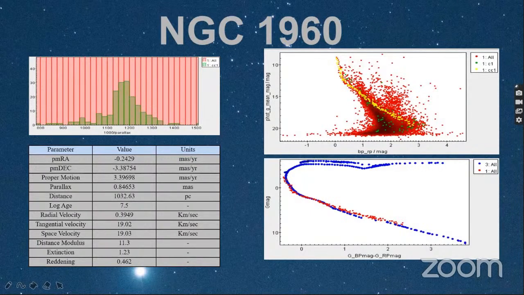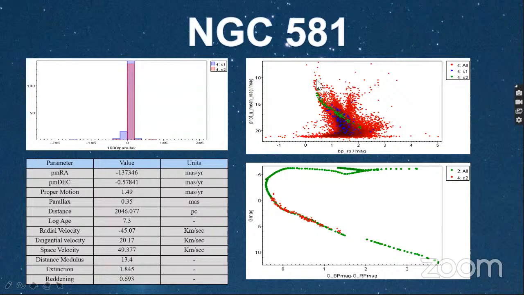Same thing I followed for NGC 581, and I've plotted a parallax cut, and I have created subsets and found the star cluster. Then I have tried to fit it to the isochrone. Here the distance of the star cluster is 2046.077 PC, and log age is around 7.3.